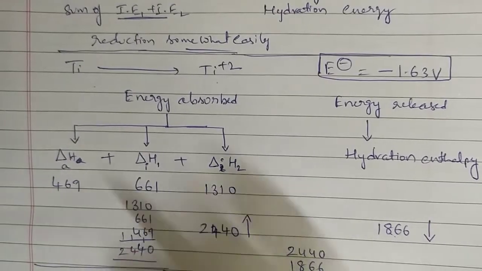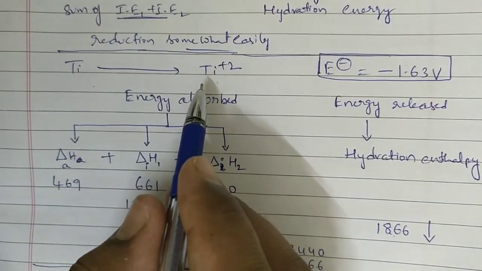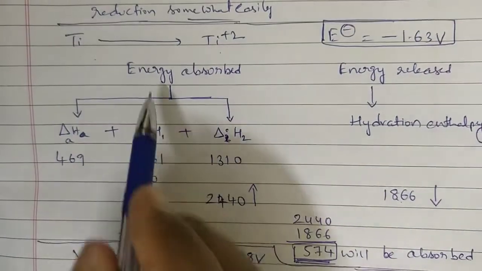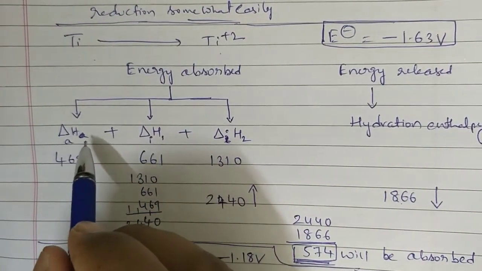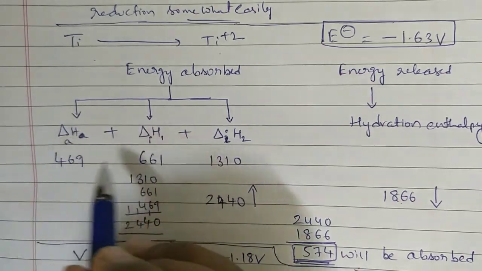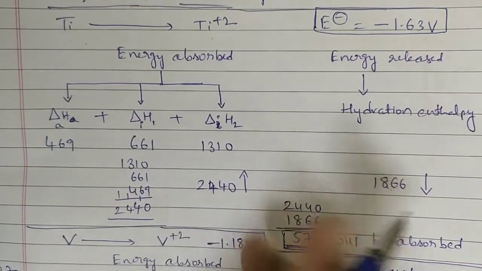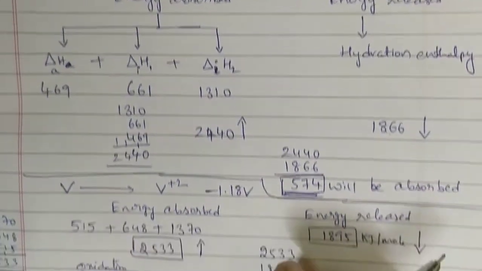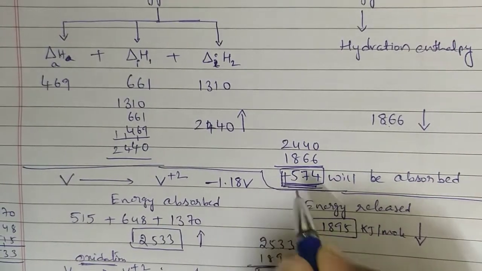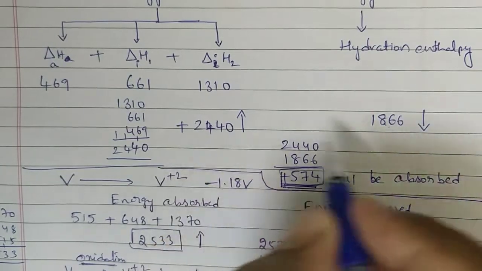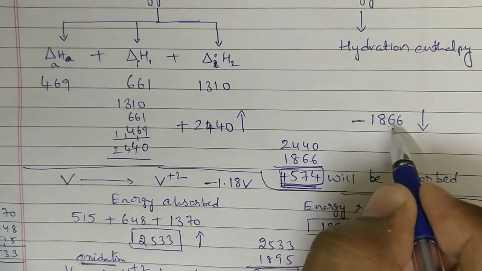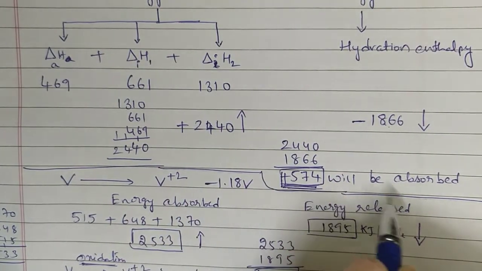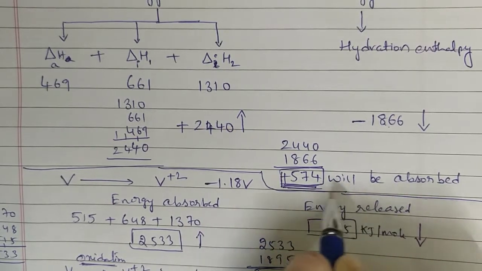See, titanium is converted to Ti plus 2. That process is losing of electrons, oxidation. Correct? Energy absorbed. How much amount of energy? Enthalpy of atomization, first ionization energy, second ionization energy. This total amount of energy absorbed is 2440. Energy released is hydration enthalpy, 1866. Net amount of energy 574. You will get positive sign because 2440 is positive and 1866 is negative, because it is energy released. Net amount of energy is plus 574, meaning 574 kilojoules per mole of energy will be absorbed.